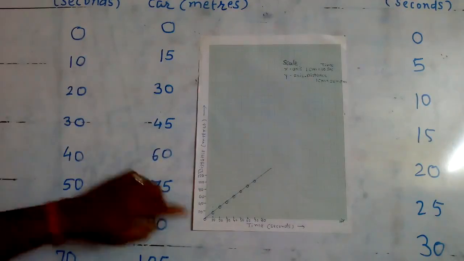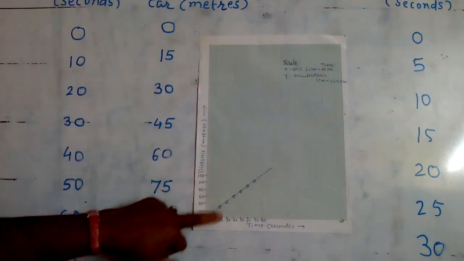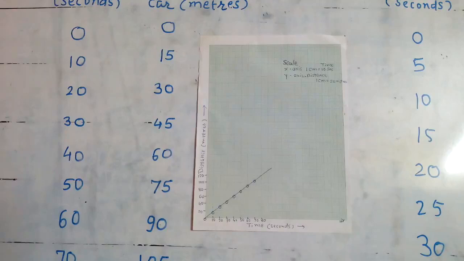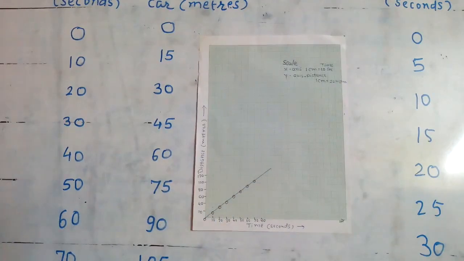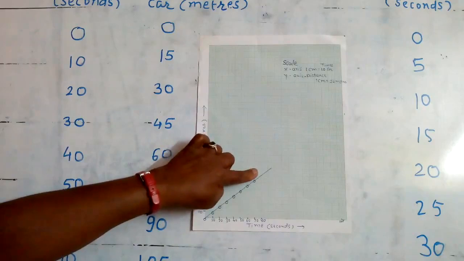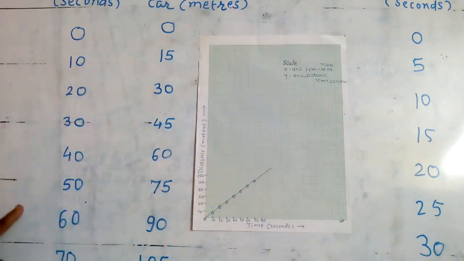For 0 it is 0, then 10, 15, in that way. Take the points accordingly and plot the graph. Now join all these points. You observe that the distance time graph for uniform motion is a straight line graph. You have to draw the graph. You have to write the readings also.